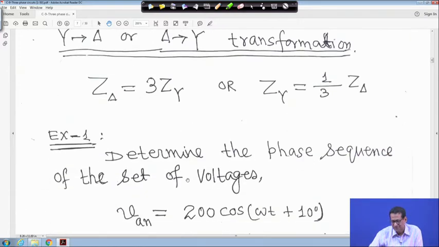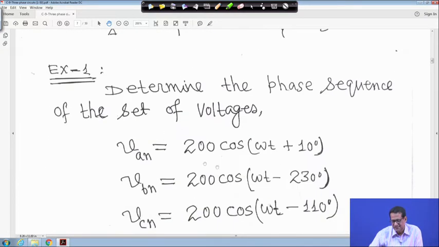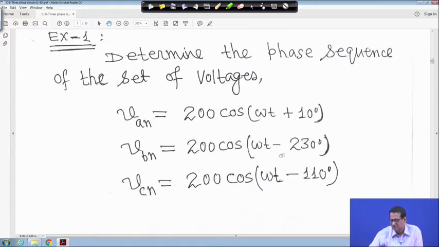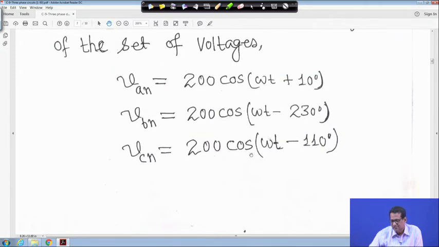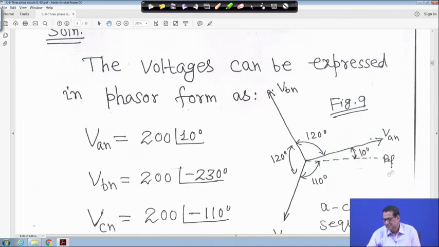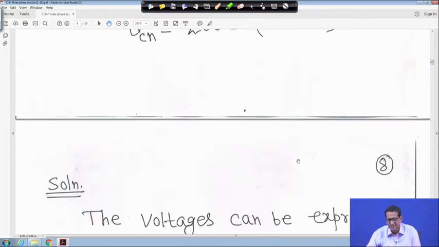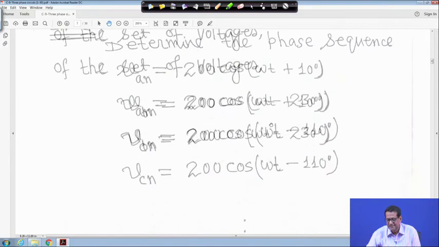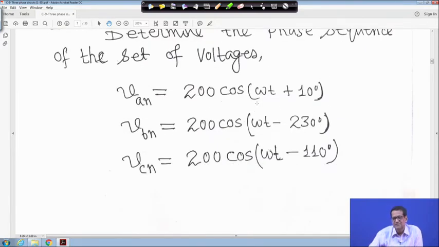Take a small example. Determine the phase sequence of the set of voltages. VAN is given as 200 cos omega t plus 10 degree, VBN is 200 cos omega t minus 230 degree, and VCN is 200 cos omega t minus 110 degree. If you draw the phasor diagram, suppose this is your reference point. VAN is equal to 200 angle 10 degree. Whether it is cosine or sine, it is basically the same: sine of 90 degree minus theta is cos theta, or cos of 90 degree minus theta is sine theta. So there should not be any confusion.